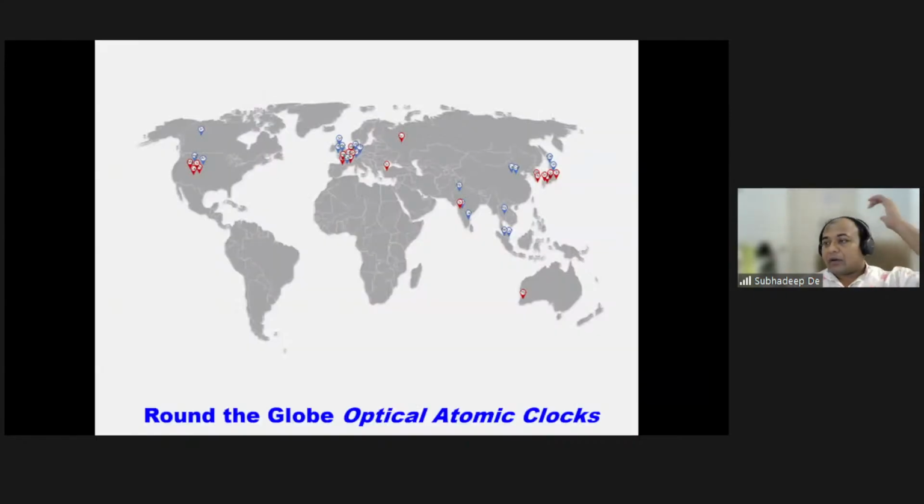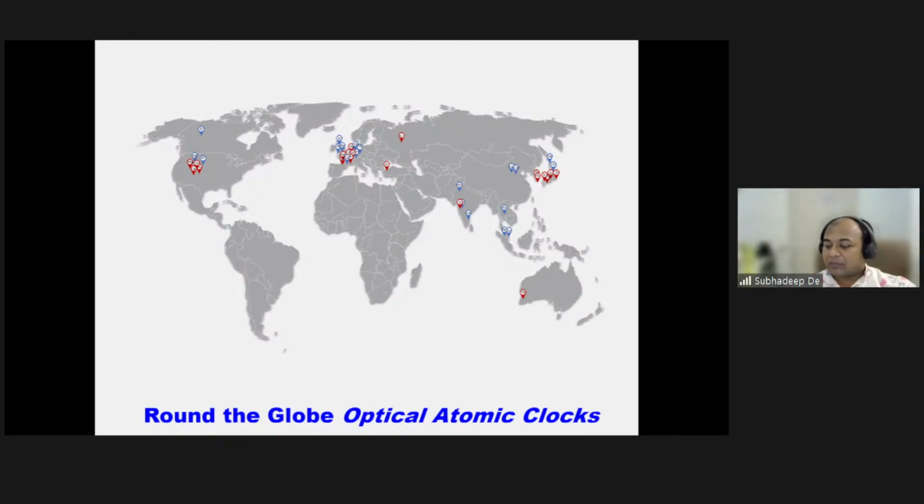Okay, so before I start explaining how this neutral atom clock or ion clock works, let me tell you a little bit briefly about the optical clocks. Those are available in different parts of the world. So some of the developed countries, in fact, all the developed countries have already built these optical clocks in their national laboratories and so on.